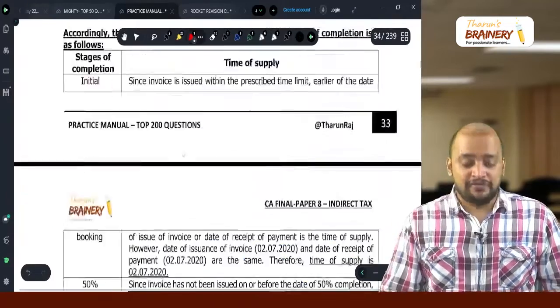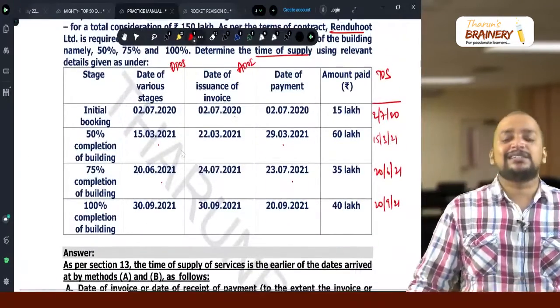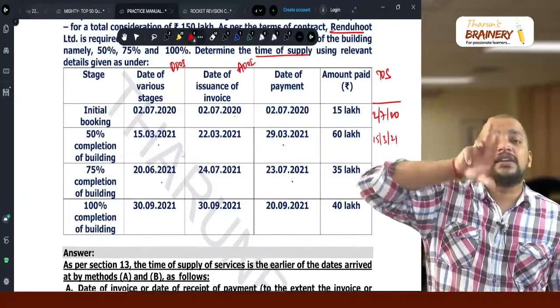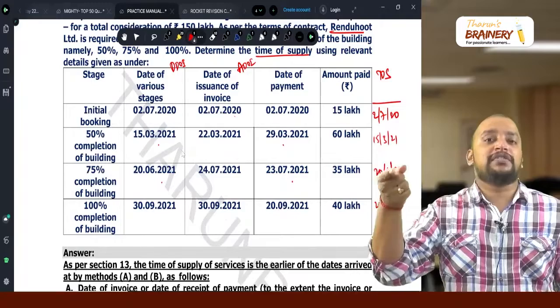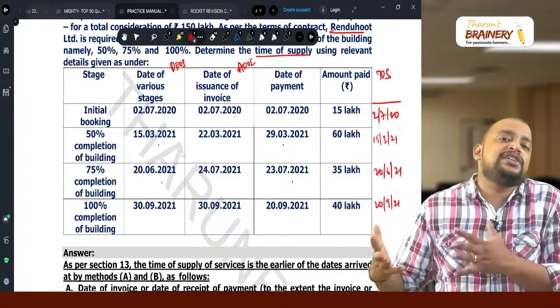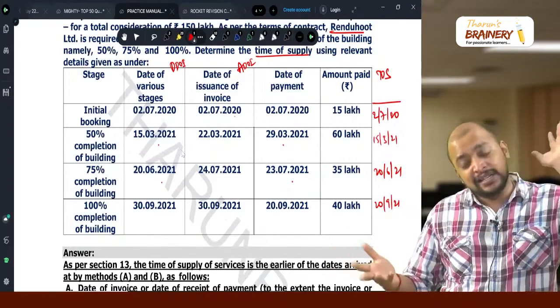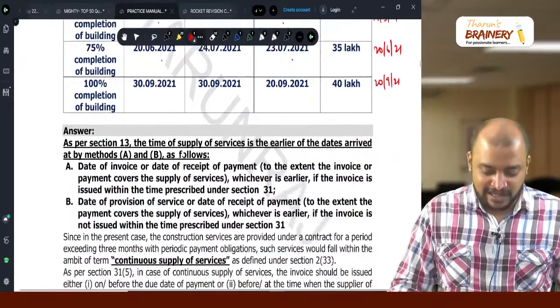So be careful. The date on which payment is linked to completion of an event, as and when that event is completed, is the due date of invoice. And due date of invoice, actual date of invoice, we need to check. If invoice is given within due date, invoice date or payment date. Otherwise, completion date or payment date, whichever is earlier, will be taken.